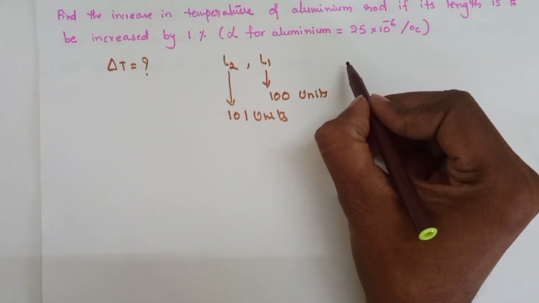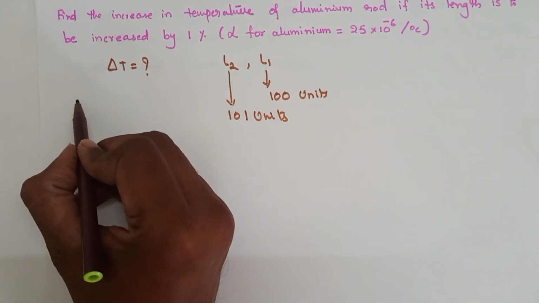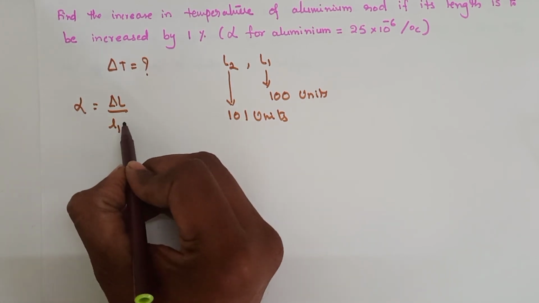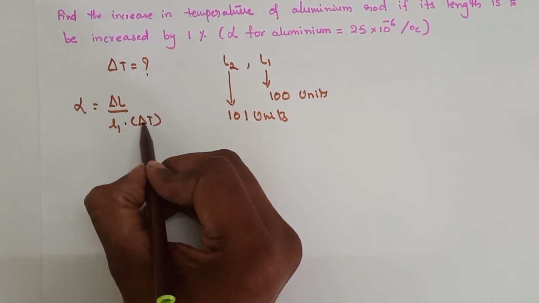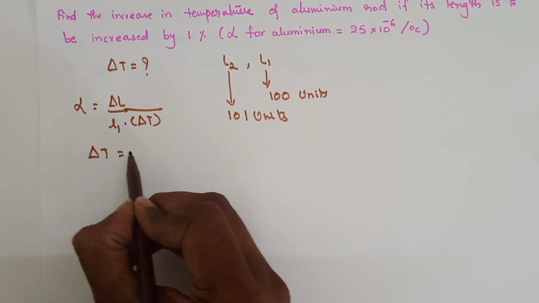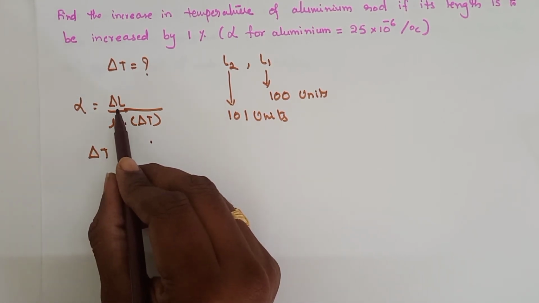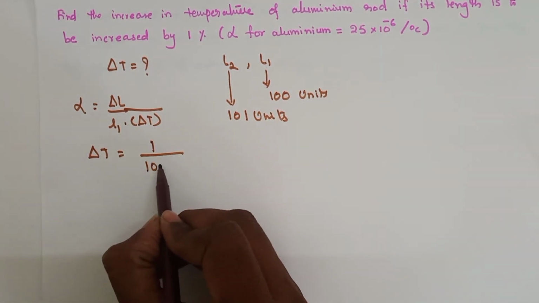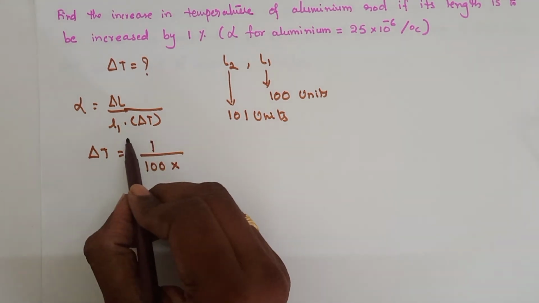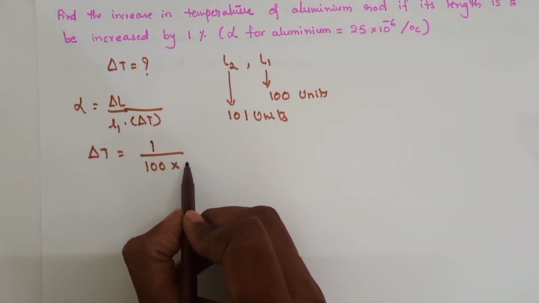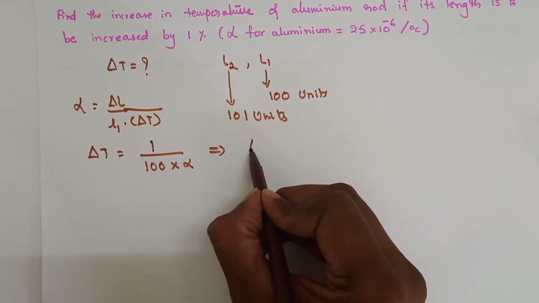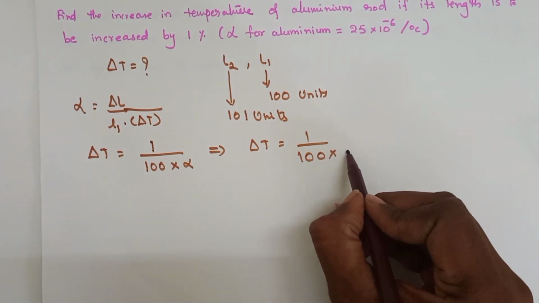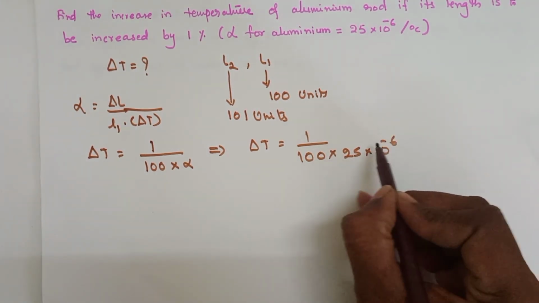What is this increase? What is alpha? Alpha is equal to delta L by L1 into delta T. We want to calculate delta T. So what is delta L? The change is 1 unit, divided by the initial length, 100. So 1 by 100 into alpha. So delta T is equal to 1 by 100 into alpha, where alpha is 25 into 10 power minus 6.